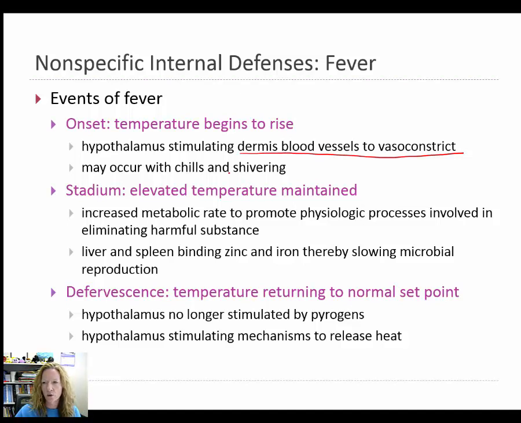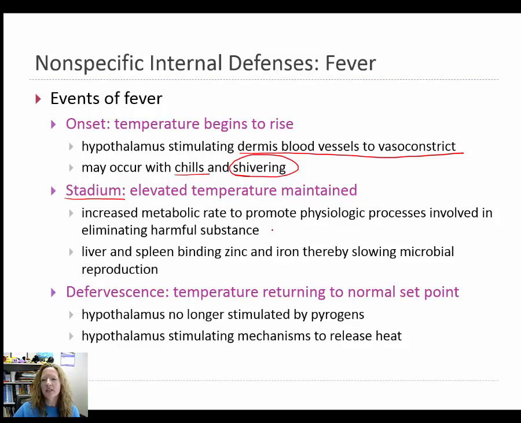But another thing is it can target muscles to start shivering, and when that happens, that is going to be an increase in heat production as well. So sometimes chills are going to occur along with all of this. So what it's doing is it's going in and causing that temperature to rise. Stadium is going to be where once you get that temperature up to where the hypothalamus wants it, it is going to be maintained.